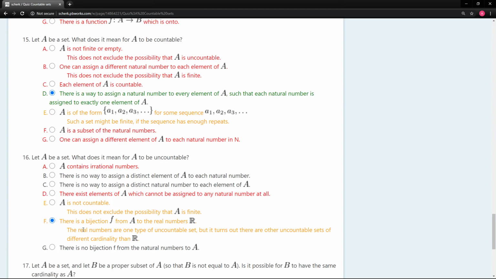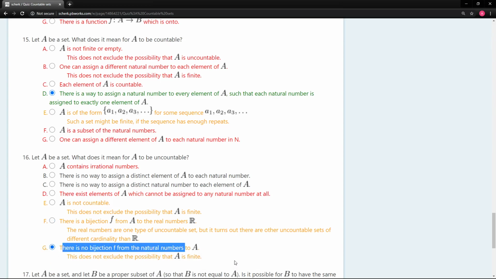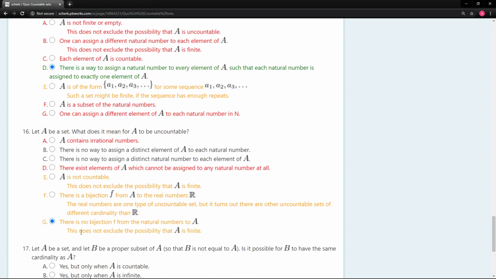What do I have left? B, C, and G. There is no way to assign... Okay. I think this is what I liked at first, but it wasn't. Or was it this? A distinct element of A. There's no bijection of F to the natural numbers. Ah, okay, it's G. This is our actual definition of not countable. Or not. This does not exclude the possibility that A is finite.